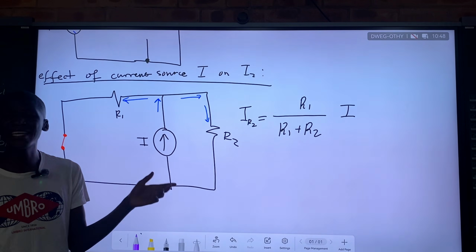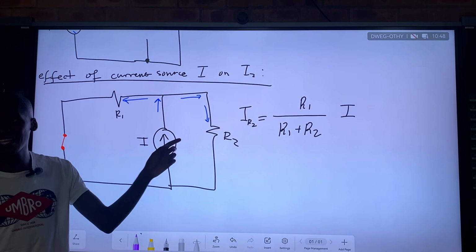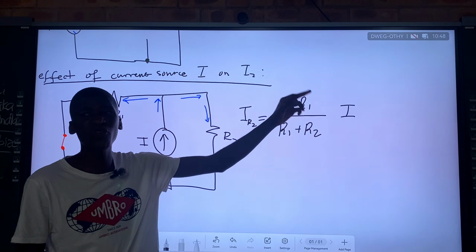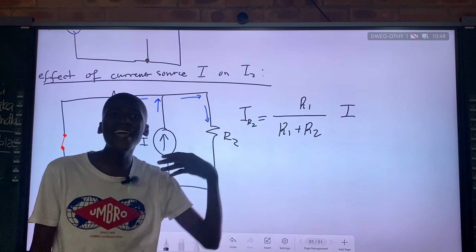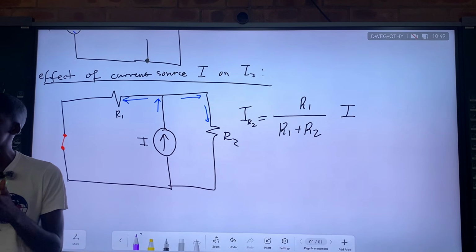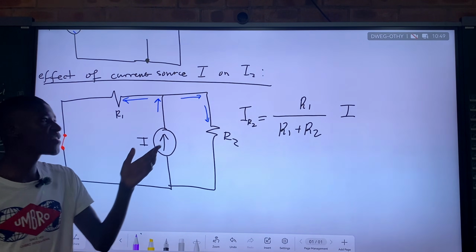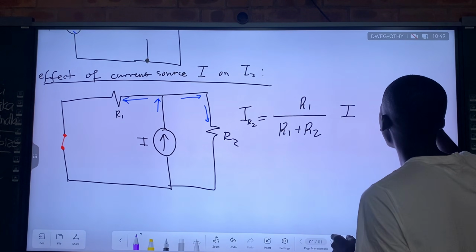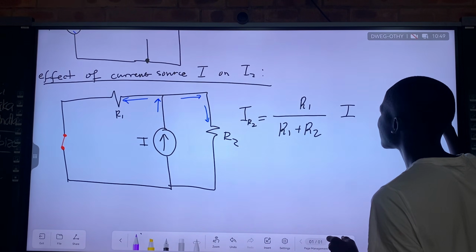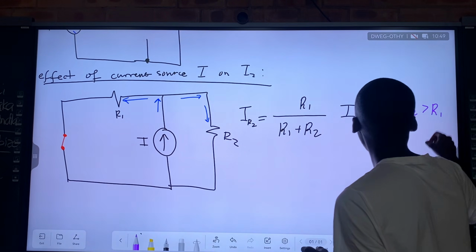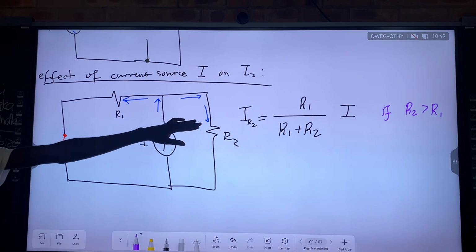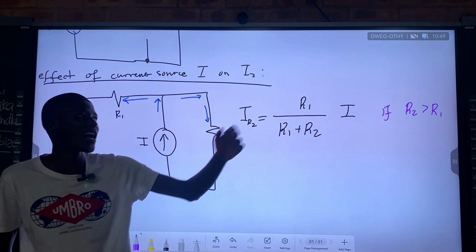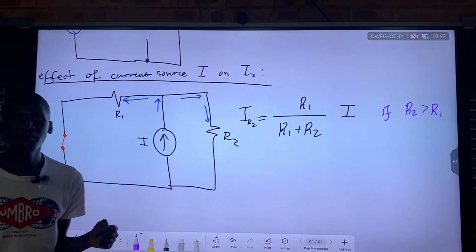Now you will look at which one is the smallest and which one is the biggest, then you do the correct ratio. So in your ratio you can either have R1 on top or you can have R2, depending on which one will get the most current and which one will get the least current. So for this one, this is true only if R2 is greater than R1. Okay, this is the condition that I'm imposing. For the formula I have done here, it's true only if R2 is greater than R1.